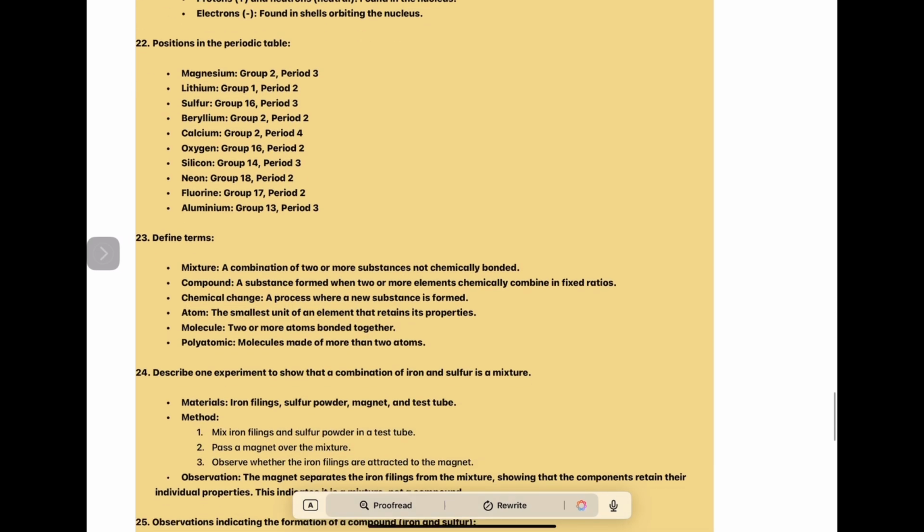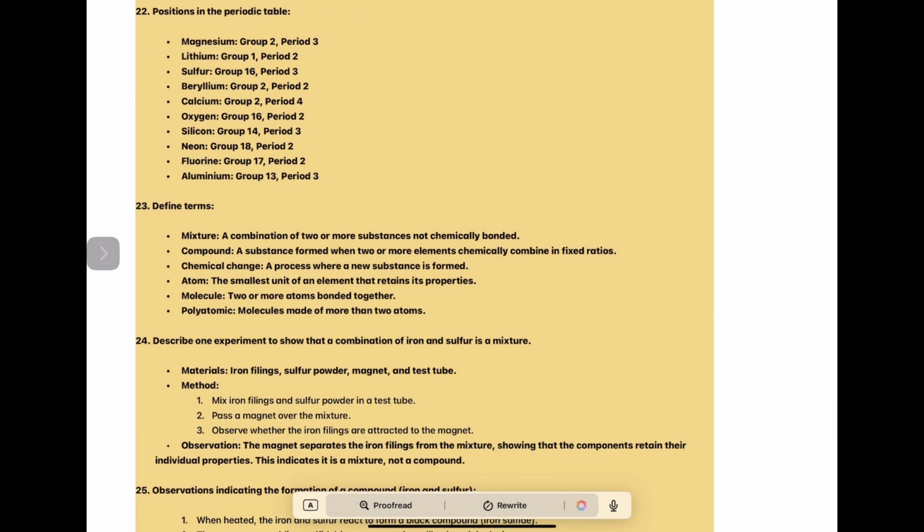22. Positions in the periodic table. Magnesium, group 2, period 3. Lithium, group 1, period 2. Sulfur, group 16, period 3. Beryllium, group 2, period 2. Calcium, group 2, period 4. Oxygen, group 16, period 2. Silicon, group 14, period 3. Neon, group 18, period 2. Fluorine, group 17, period 2. Aluminium, group 13, period 3.